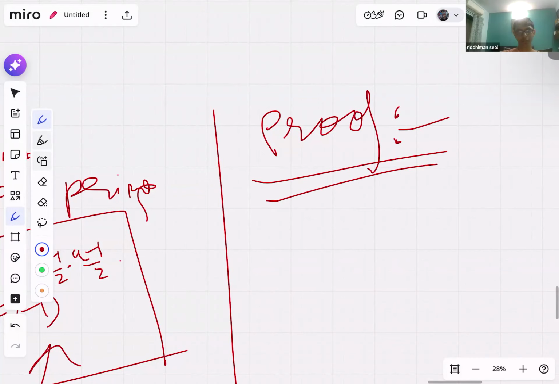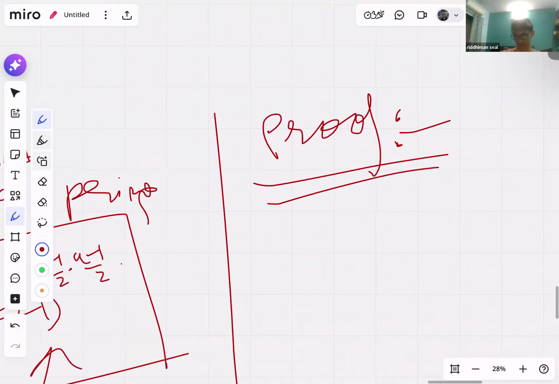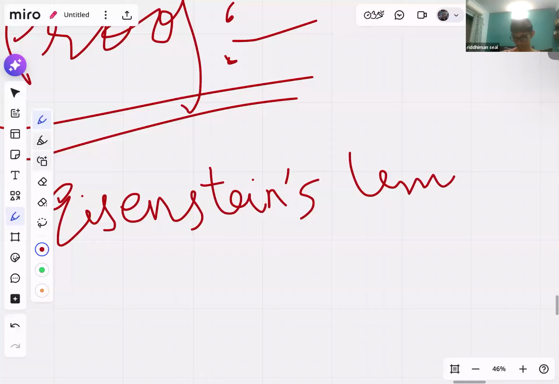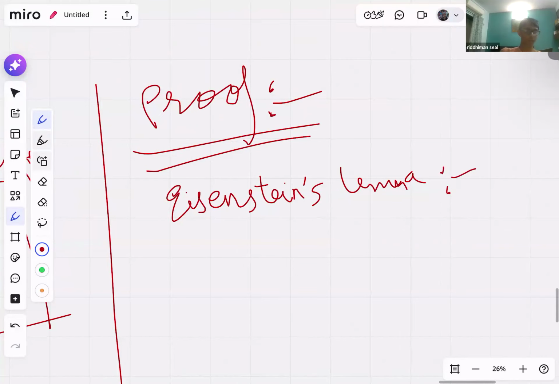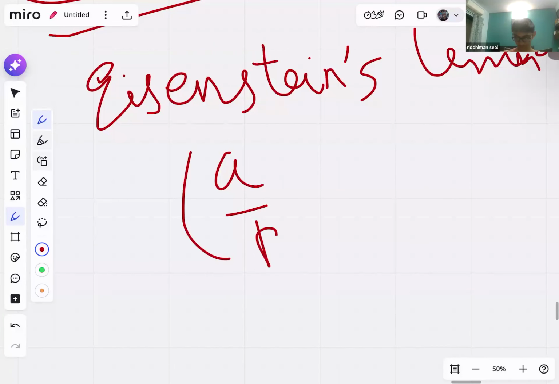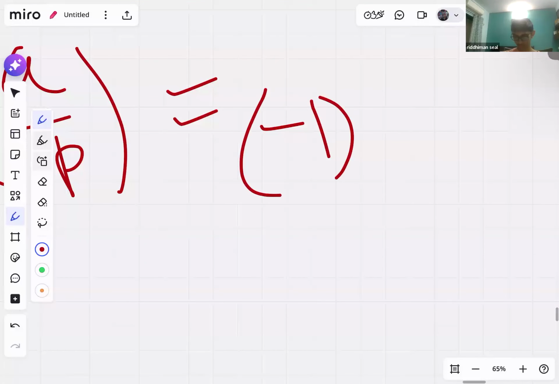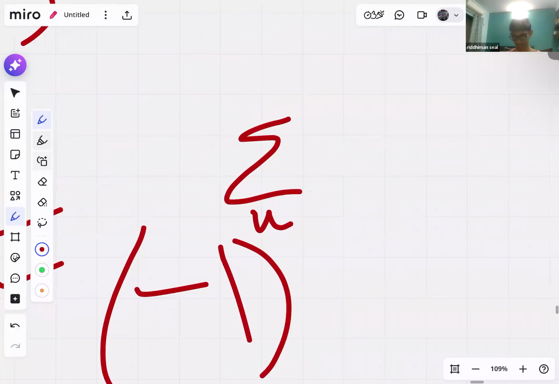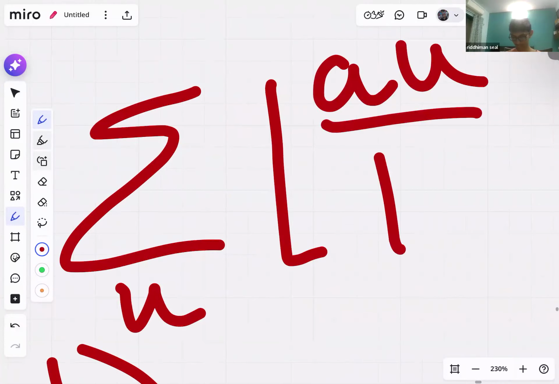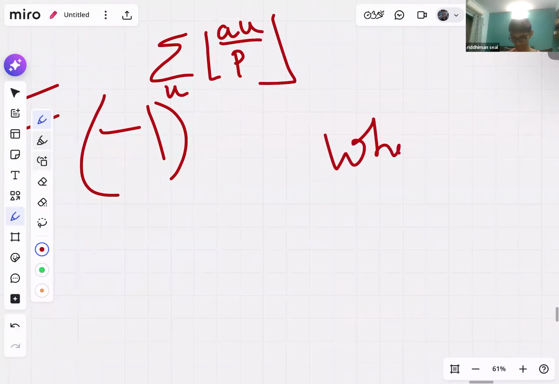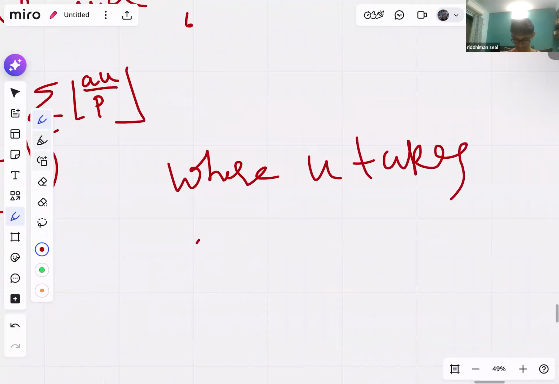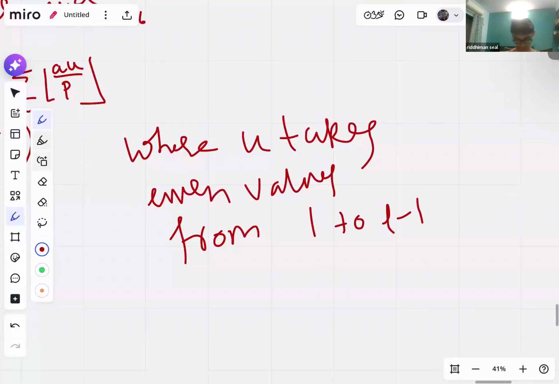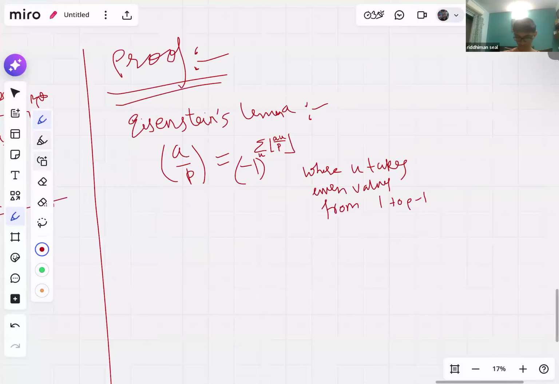Okay, so before we directly go to this, we start with something known as Eisenstein's lemma, which is just a new way of evaluating the Legendre symbol of a with respect to p. Yes, this is Eisenstein's lemma.